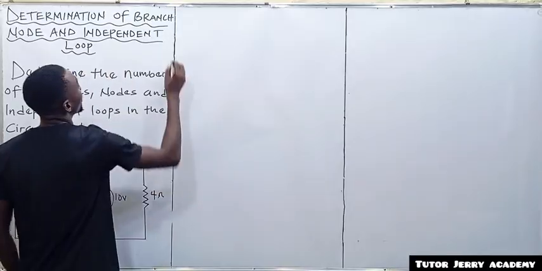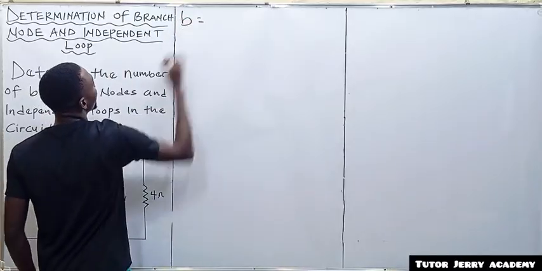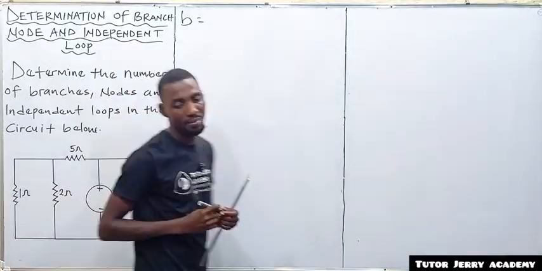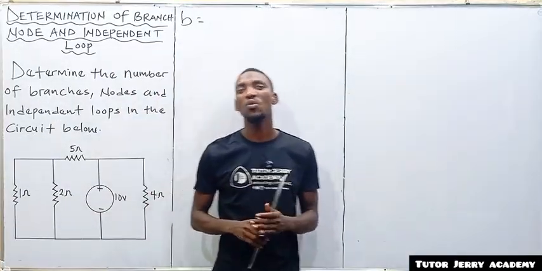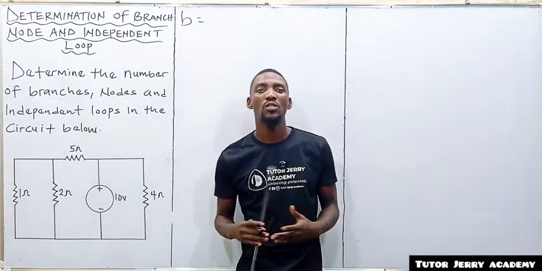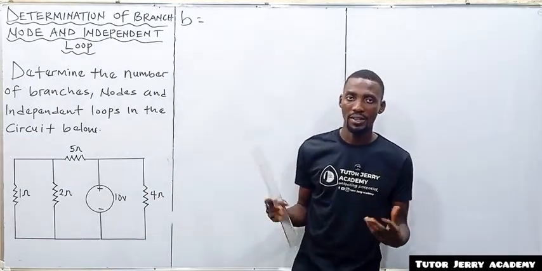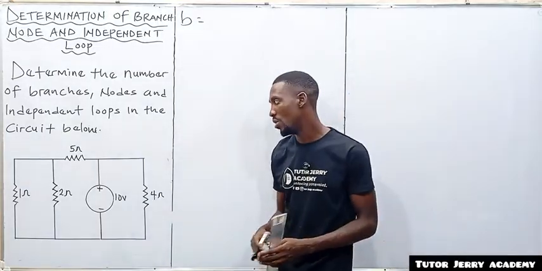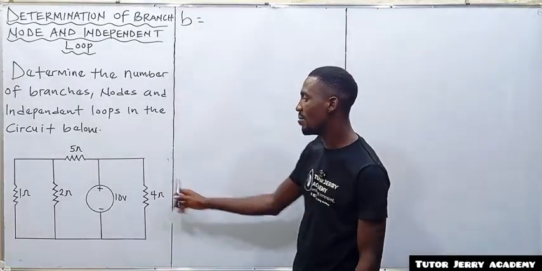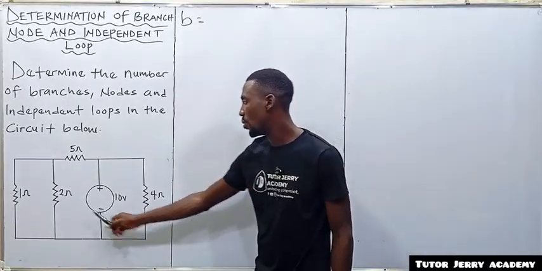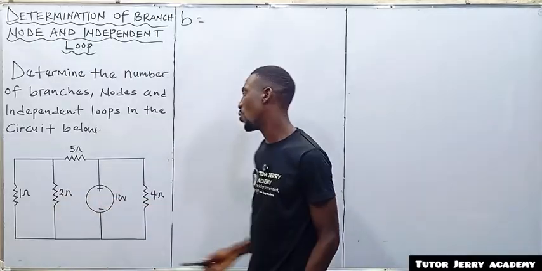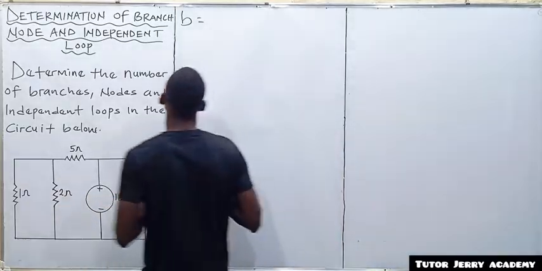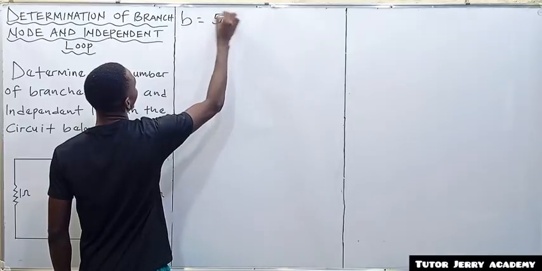So branch B is equal to... now, what is a branch? A branch is a single element or any two-terminal device, such as a voltage source, current source, or resistor. So each of the elements, how many elements do we have here? 1, 2, 3, 4, 5. So we have 5 branches here.